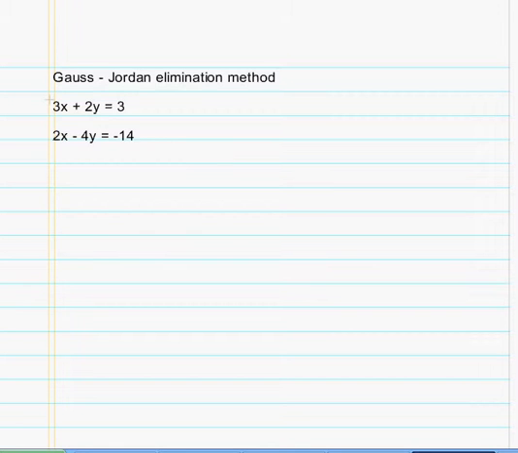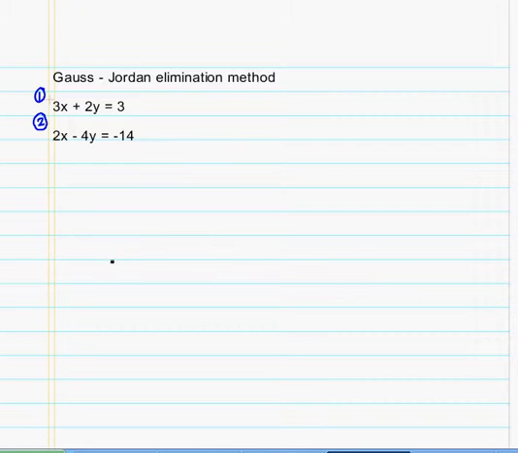In this video, we'll look at how to solve a system of two equations using the Gauss-Jordan elimination method. The goal in this method is to get the same coefficients in front of one of the variables, except we want one to be positive and one to be negative. Just for tracking purposes, I like to label these equations as equation number 1 and equation number 2. Particularly when we use the same method to do three equations with three variables, this helps me to keep track of where each equation came from.